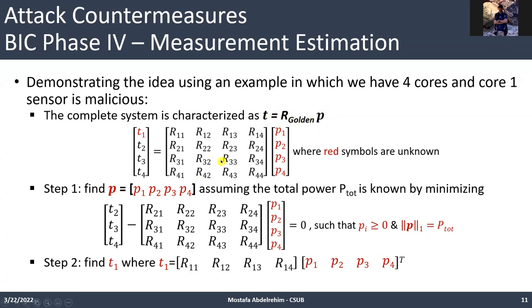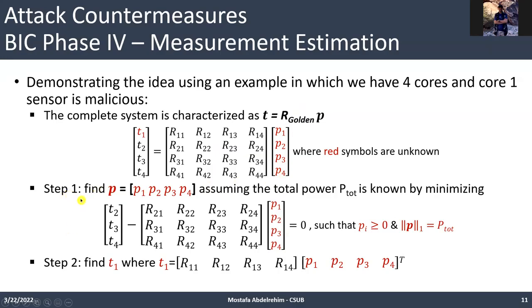R is our golden, we know it. And B, remember, the power is also unknown because we don't know B1, B2, B3, B4, but we know the total power, which is the summation of B1, B2, B3, B4. So what we're gonna do is we have two steps.